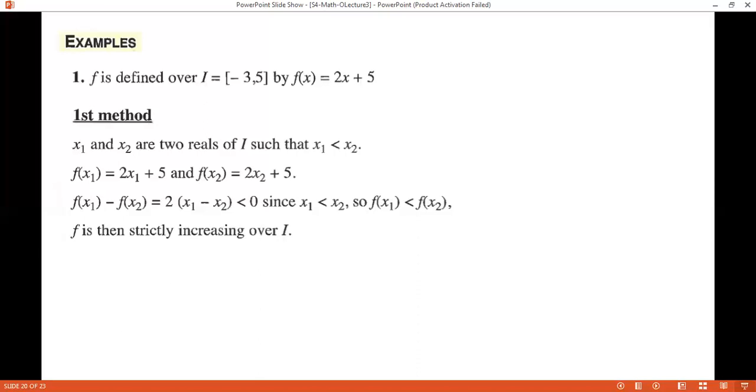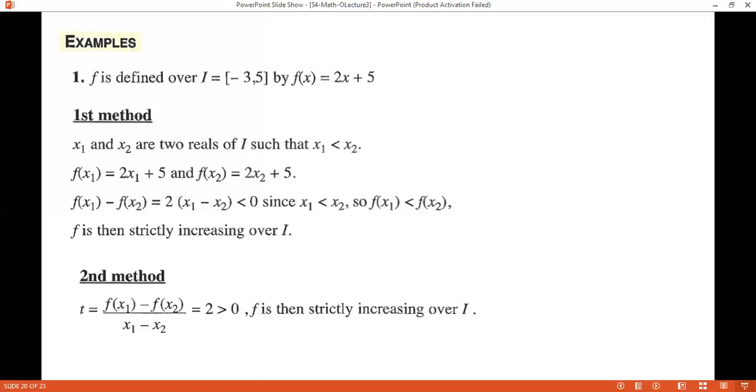In the second method, as I told you, you replace f of x1 minus f of x2 over x1 minus x2. After simplifying and so on, you are going to get 2, which is a positive number. 2 is a positive number, then f is strictly increasing over I. So you have two different methods. Either you take a condition x1 less than x2, and you discuss f of x1, f of x2. Either you do t, which is f of x1 minus f of x2 over x1 minus x2, to check if it's increasing or not.